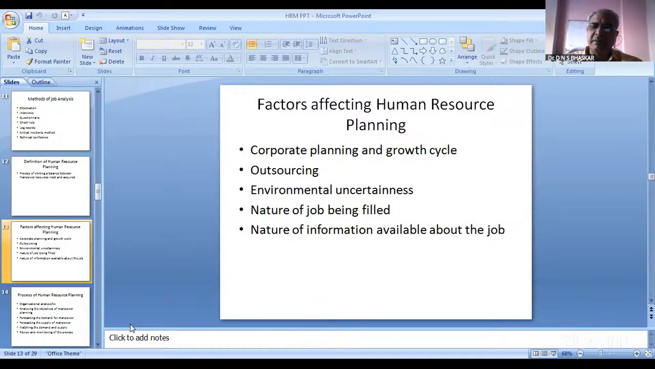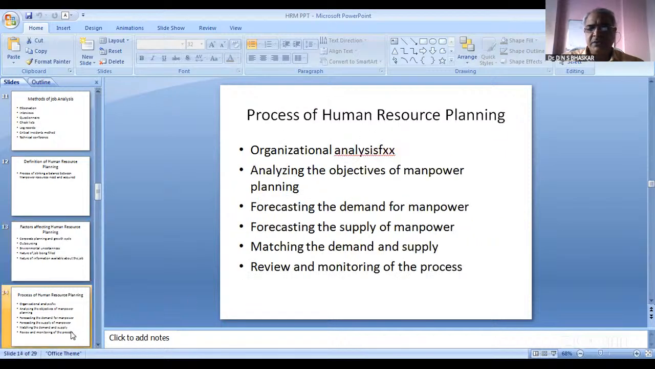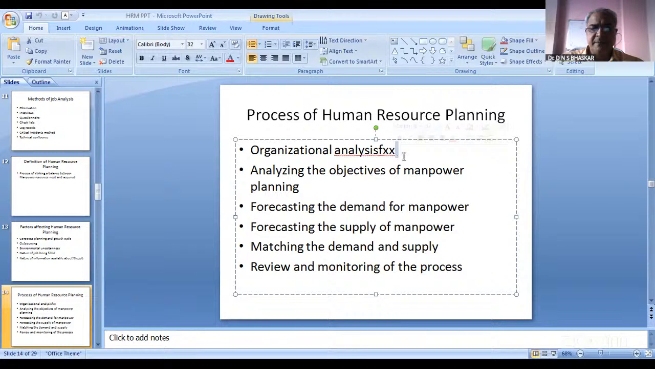And the nature of information available about the particular job is also a major factor which affects the HR planning process. How challenging is the job? That is also another important area you have to understand. So these are the various factors that are basically connected with the HR planning aspect. Then coming to another one, the process of human resources planning.